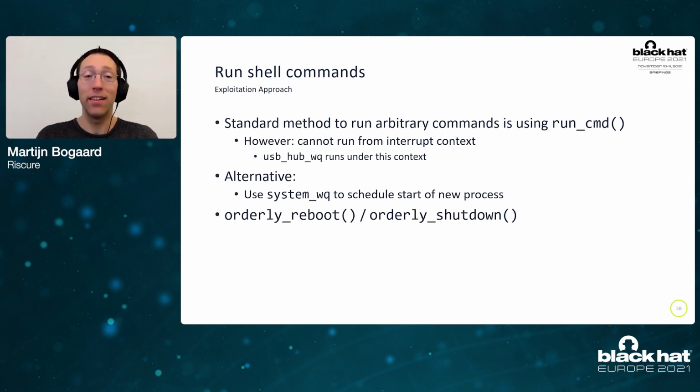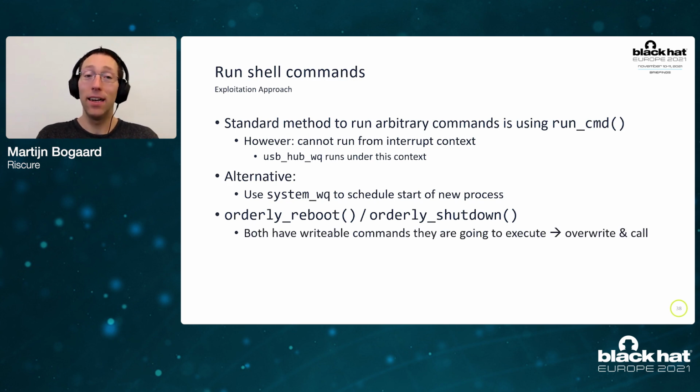Luckily for us, there is already a mechanism in the kernel that does this and that we could simply repurpose. There are the functions orderly reboot and orderly shutdown that basically schedule the execution of a command through the system work queue and then call the run command function with this command. And these commands that get executed are writable with our specific kernel. So we could simply change the command and call the relevant function.